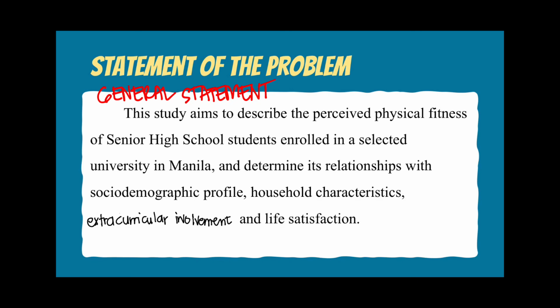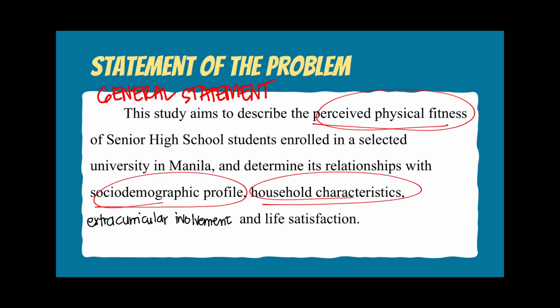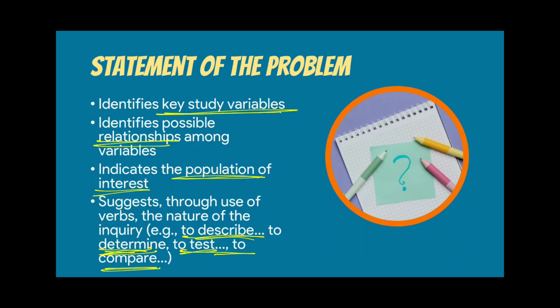And determine its relationships with socio-demographic profile, household characteristics, extracurricular involvement, and life satisfaction. So let's see if it follows the criteria that we have in our previous slide. It says here, identifies key study variables. So let's see what the variables are based on our schema from earlier. Perceived physical fitness, if you remember, and then we have socio-demographic profile, household characteristics, extracurricular involvement, and then life satisfaction. Next, it should be able to identify the possible relationships among variables.